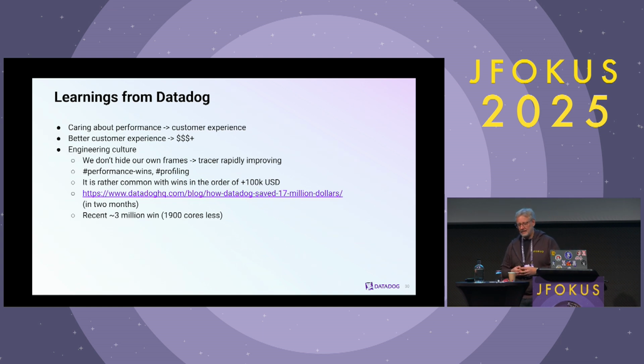So at Datadog, caring about performance became an important part of what we do because it also affects the customer experience. You want something that responds quickly to what you're trying to do, right? It's part of the customer experience. A better customer experience means earning more money, quite frankly. So the engineering culture started to shift a little bit.